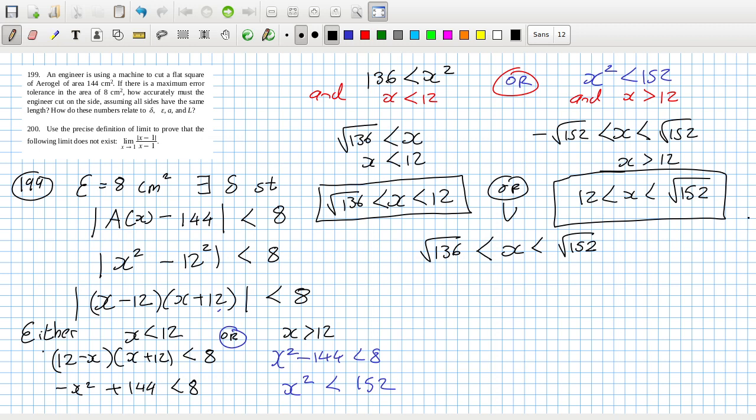Now, can we write that though as an absolute value? So just this is about 12.32. And then the other one's 11.66. So this one here is 11.66, and then this one here, root 152, is 12.33.